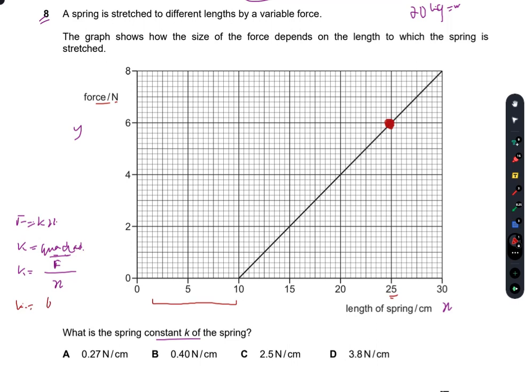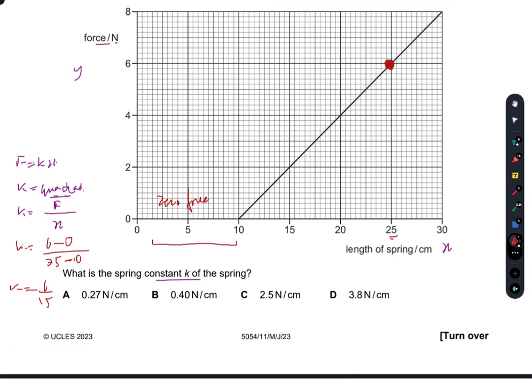So I will subtract 0 from 6, because during the first 10 there is 0 force, as you can see here. And I subtract 10 from 25. I have taken the value 25 here. So I divide by 10 from 25, so I will get 6 by 15. So the value will come out to be 0.40 newtons per centimeter exactly. So B would be the right option.